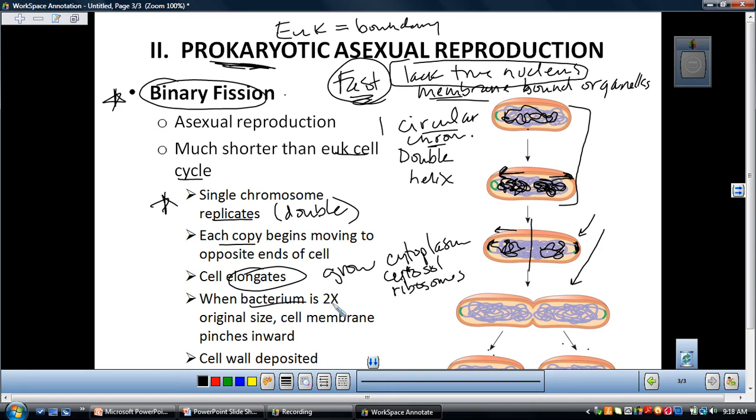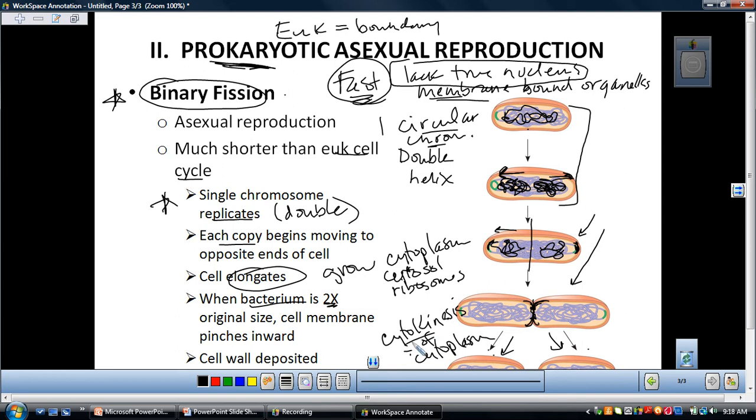Once the bacteria is 2 times its original size, then it starts to actually pinch inward. Okay, now remember they do have a cell wall, but their cell wall is made up of mostly polysaccharide material, so they'll still start to pinch in right in here and form new cell wall material, and eventually they will split and you'll have 2 new bacteria.